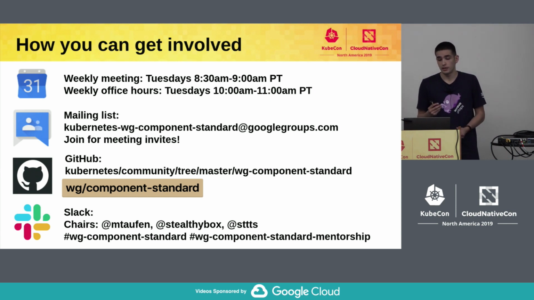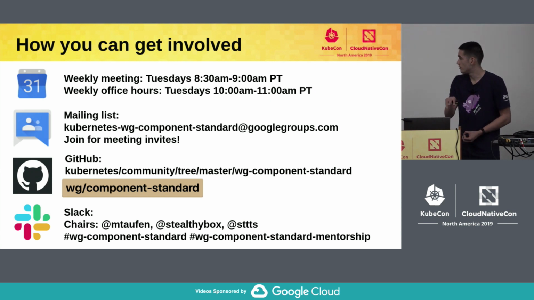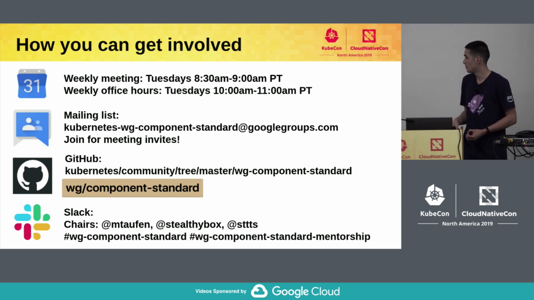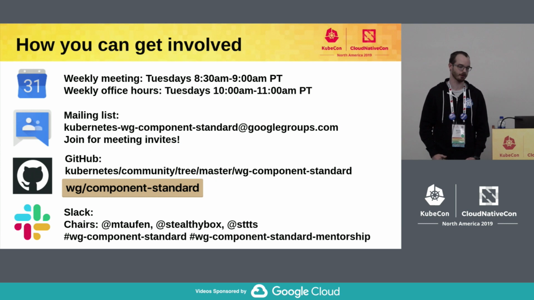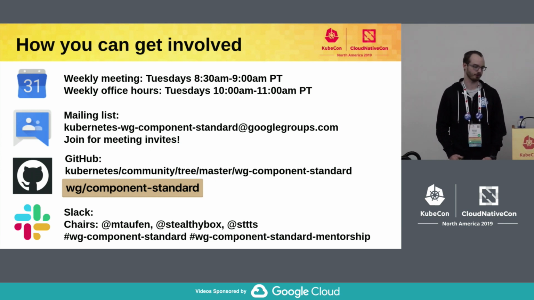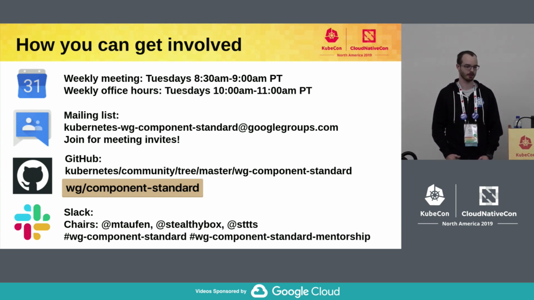And then we have the mailing list. There's also an office hours. Office hours is great because you can just jump on and hang out with us. This is actually one of the things that's come out of our mentorship program. A lot of people were looking for a space where they could come and ask questions and get more one-on-one support.